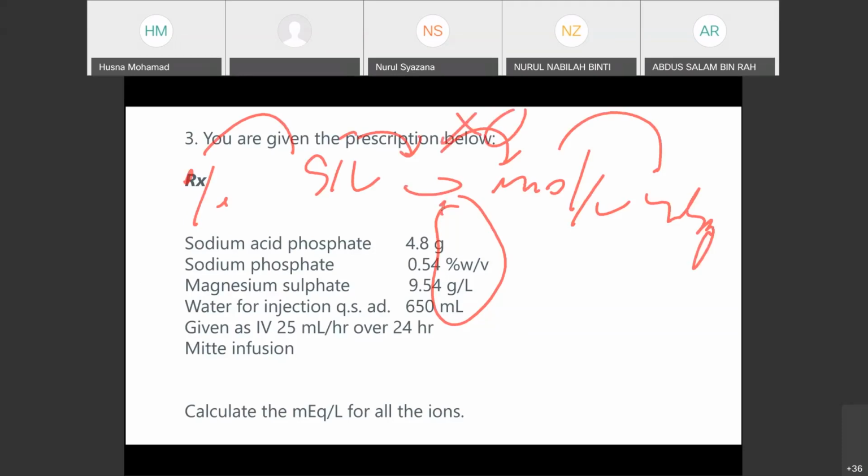This is to make your life easier, but I think you need to know the reason behind it, or how you can convert the percentage to gram per liter, because you may not always be given in this value. If it's not given in this value, how are you going to convert them into each other? So you need to understand the principle behind this conversion.